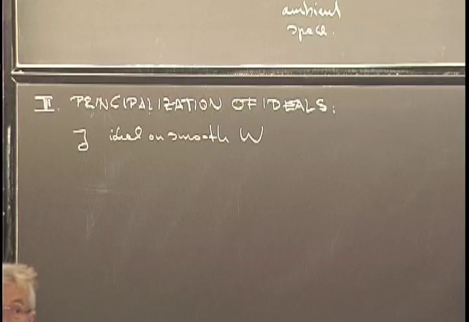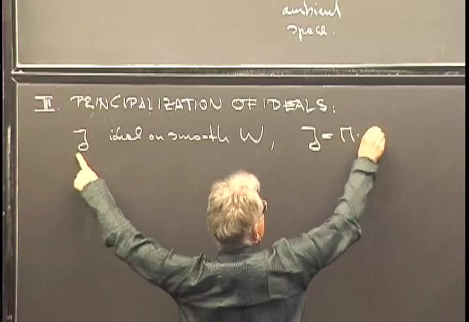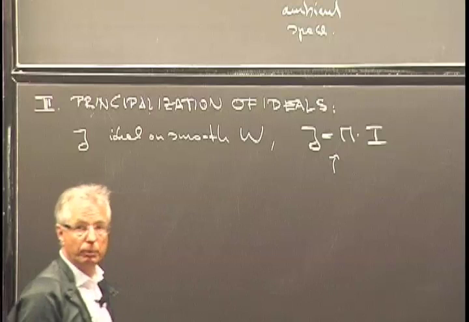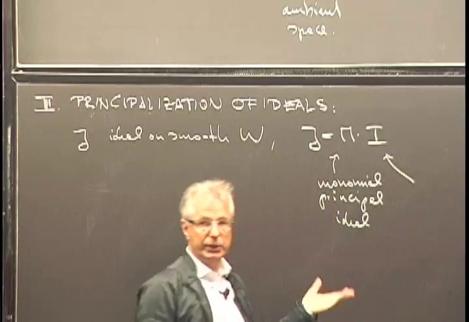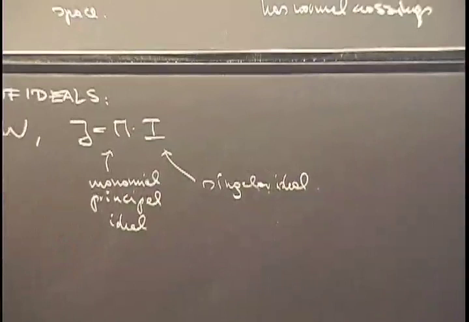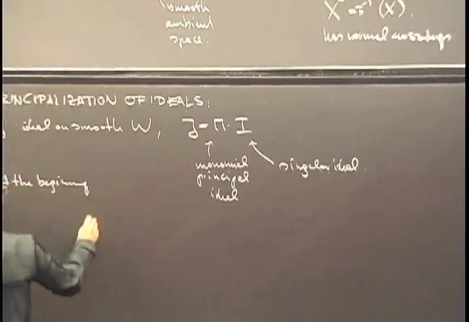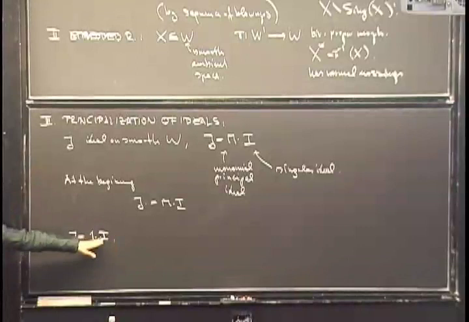So in order to do induction, I write this from the very beginning as a product of ideals, M times I, where M in local coordinates is a monomial principal ideal, and I is the ideal we are interested in, a singular ideal which we want to make smooth. Okay. So at the beginning, let me write it like this. In the middle, we have J equals M times I. At the beginning, you have J equals 1 times I. You have no exceptional factor, and you have the ideal you want to resolve.